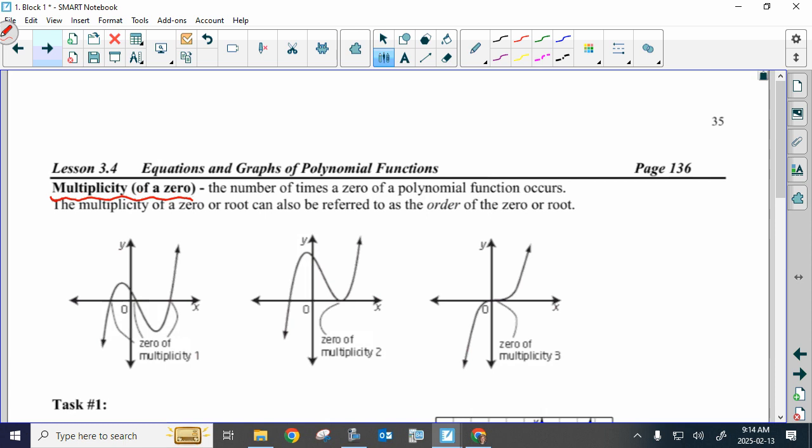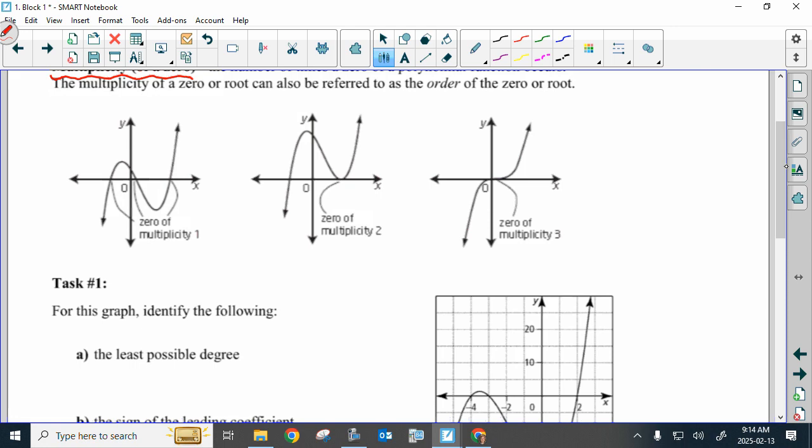When you look at this, we know that this is a cubic function. If a graph goes straight through the x-axis, each of these x-intercepts would be considered a multiplicity of 1. What that means is that factor appeared only once in the factored form. Okay? So multiplicity of 1. We've got 1, 2, 3 x-intercepts, each of them multiplicity 1, and it adds up to a cubic function.